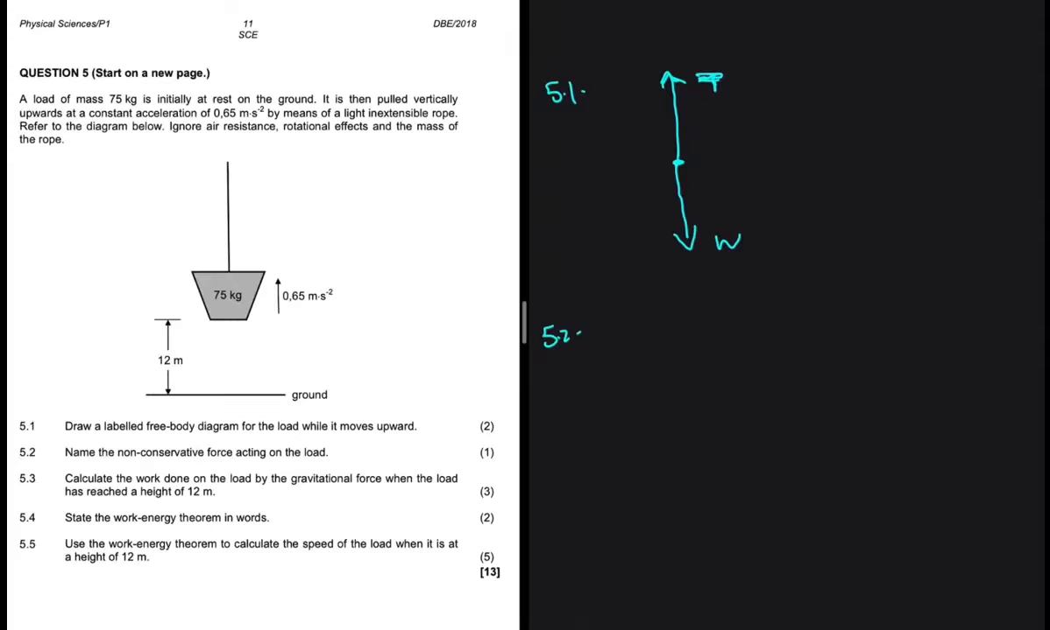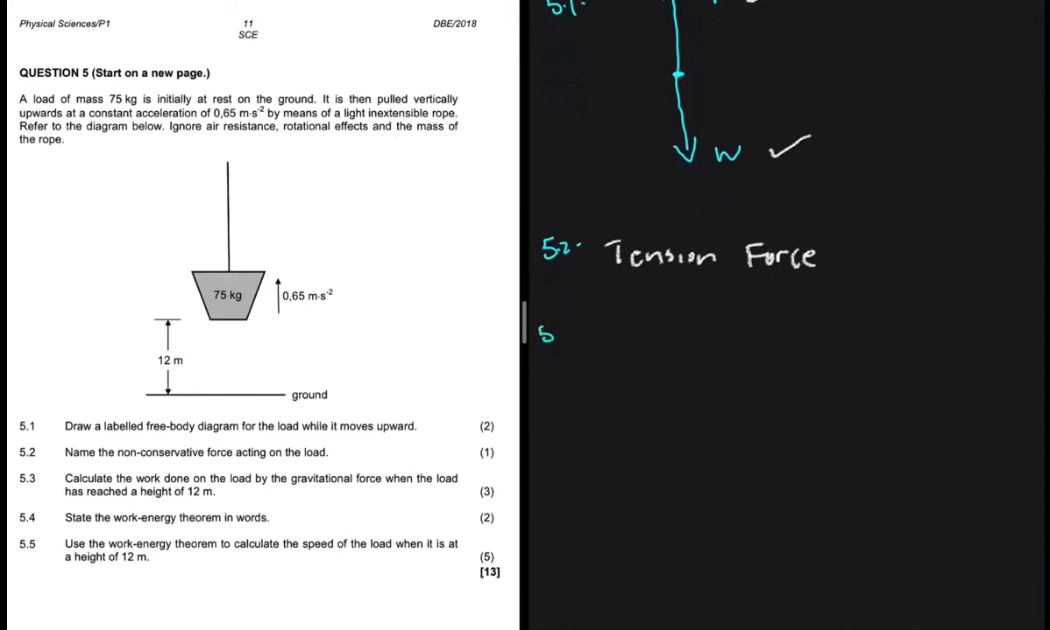And then the question that follows, 5.2, it says let's name the non-conservative force acting on the load. So we have two forces acting on the load. We have the weight and the tension force. Like I've said on other videos, the only conservative force in our context, in our scope, is the weight. Any other force is non-conservative. So the answer for 5.2 is the tension force, right? If we had an applied force, it would be the applied force. If we had any other, it would be that force. Our only conservative force is the weight. Everything else is non-conservative.